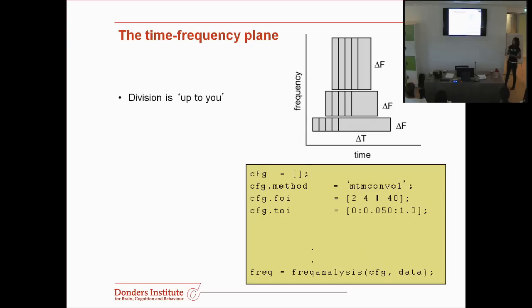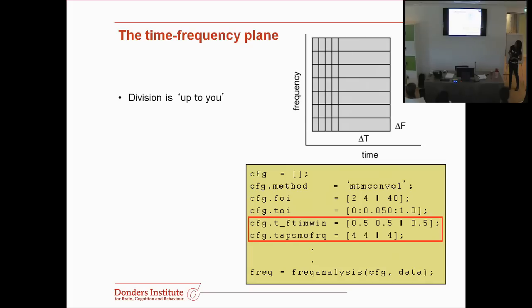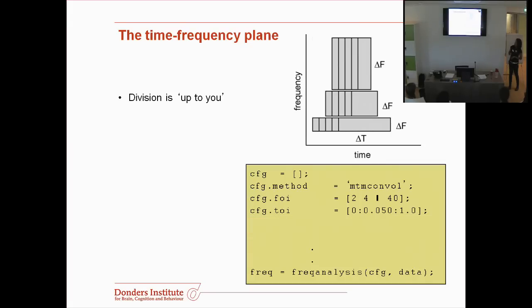Okay. So you might say, how do I want to cut up my time frequency plane? Well, it's up to you. It depends on your data. It depends what frequencies you're interested in. And in some cases, some people want to specify different time window lengths for different frequencies. And you actually do have this flexibility. You could say for every individual frequency, I want a unique time window.